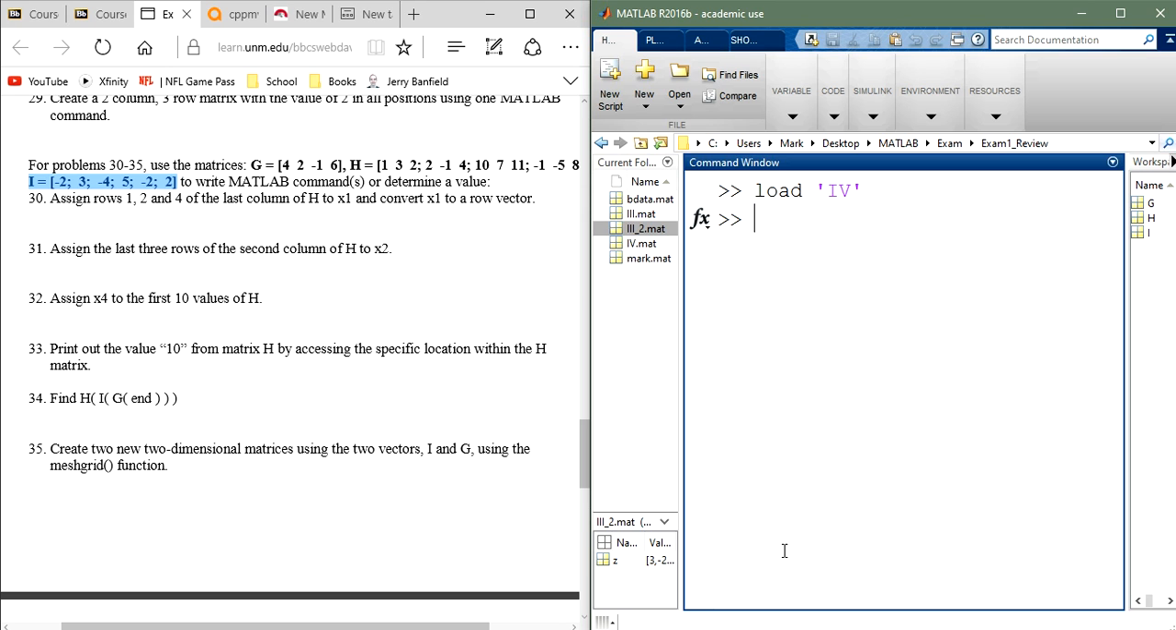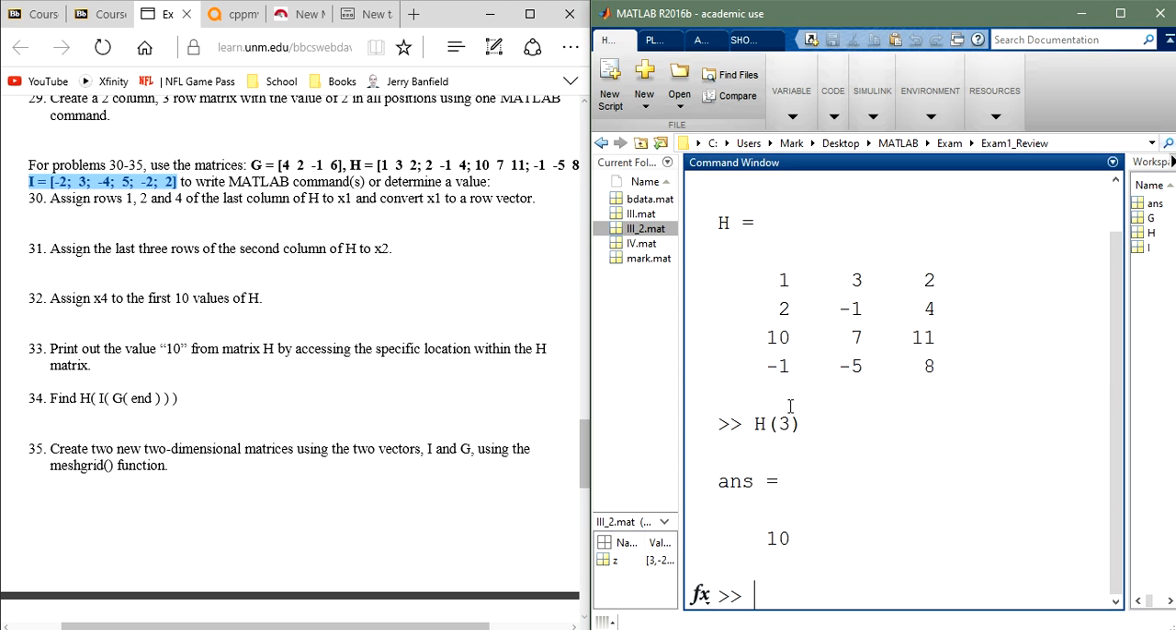Print out the value 10 from matrix H by accessing the specific location within H matrix. So let's see what H is. I see the value 10. It's in the third position. So I say H of 3. They want to print out the value 10 from matrix H by accessing the specific location within H matrix. That's what it means to do. And ans equals 10. But all you guys have to write is H of 3.